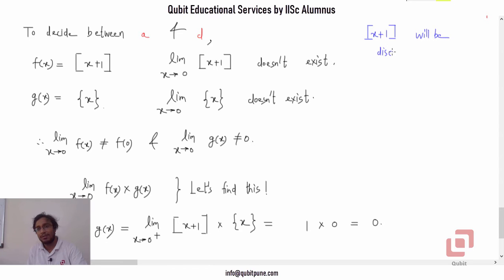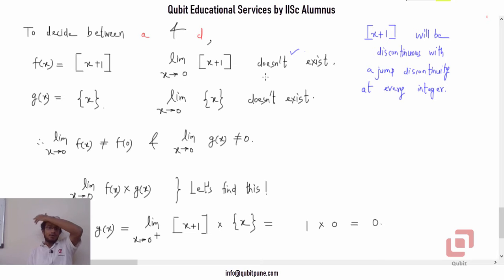It will be discontinuous with a jump discontinuity, that's important, at every integer including 0. So clearly the limit of the function box x plus 1 as x tends to 0 doesn't exist. Okay. Now what about the fractional part function? Well, we all know that even this function is discontinuous with a jump discontinuity at every integer, box x, fractional part of x. So that also doesn't exist. The limit doesn't exist.